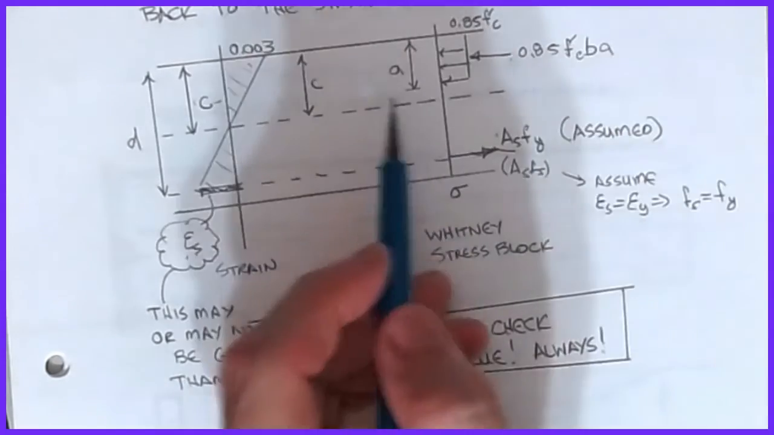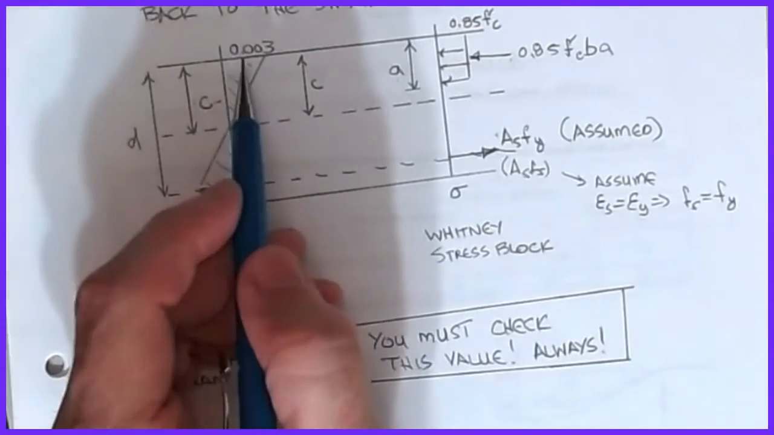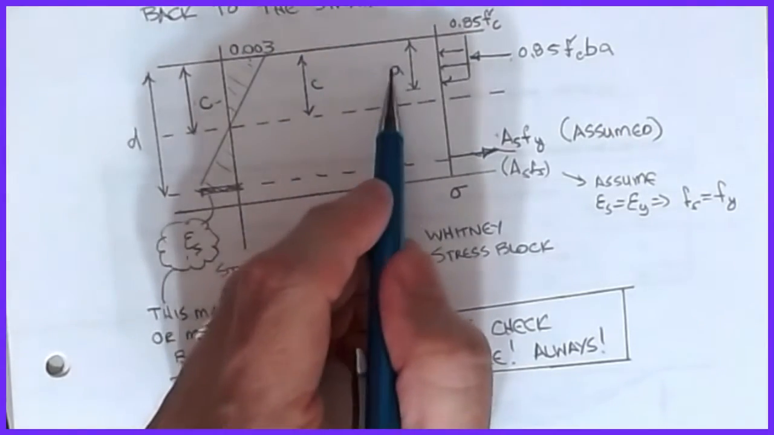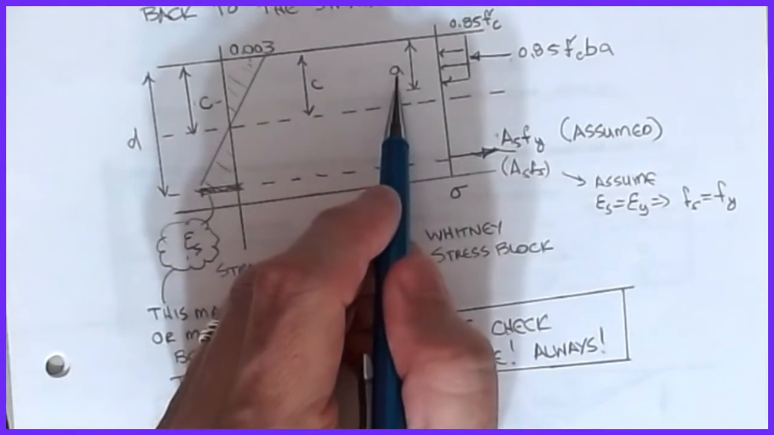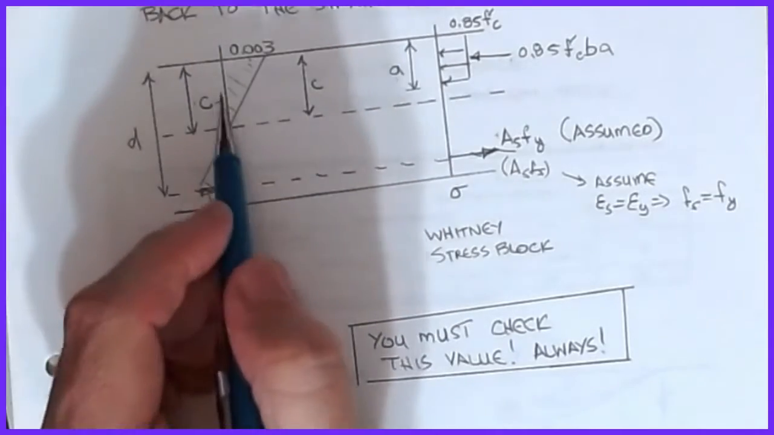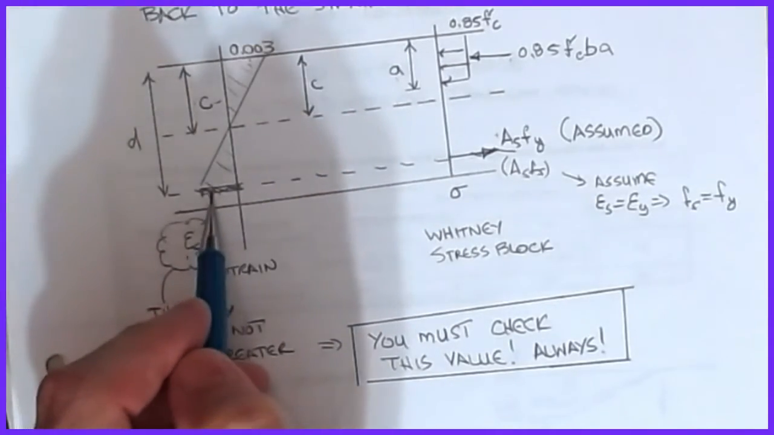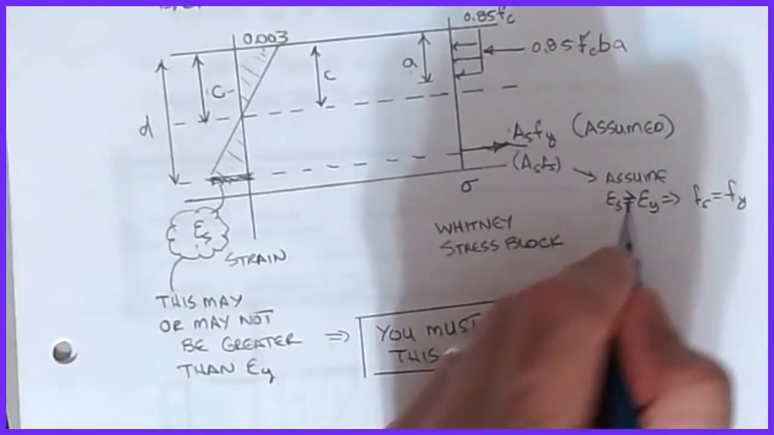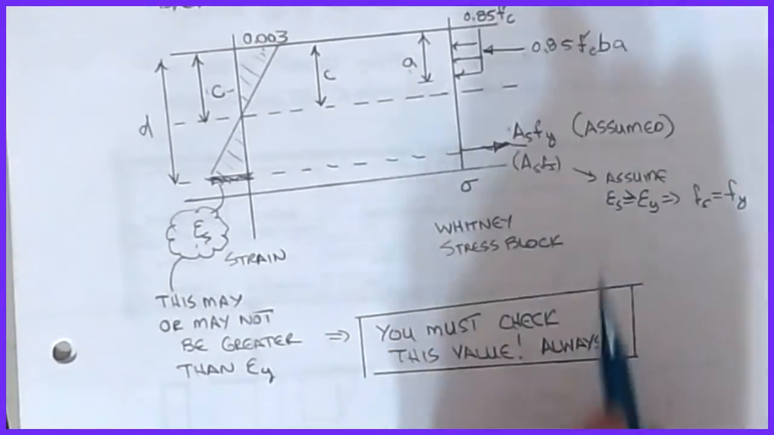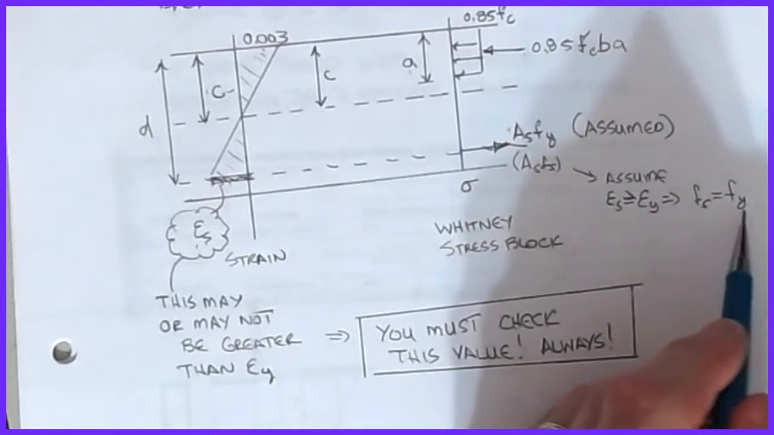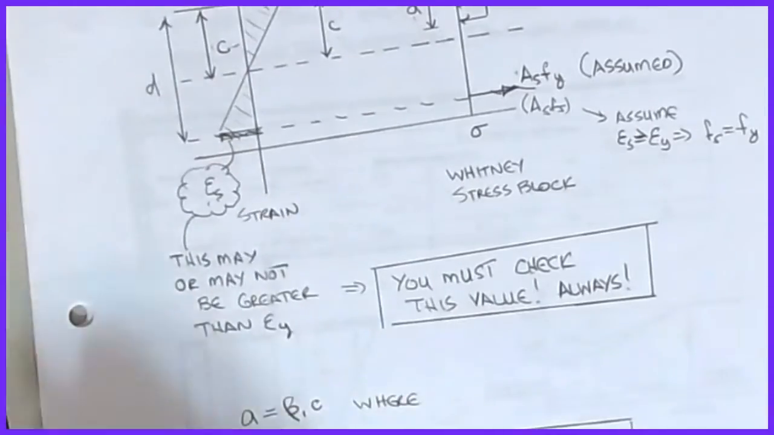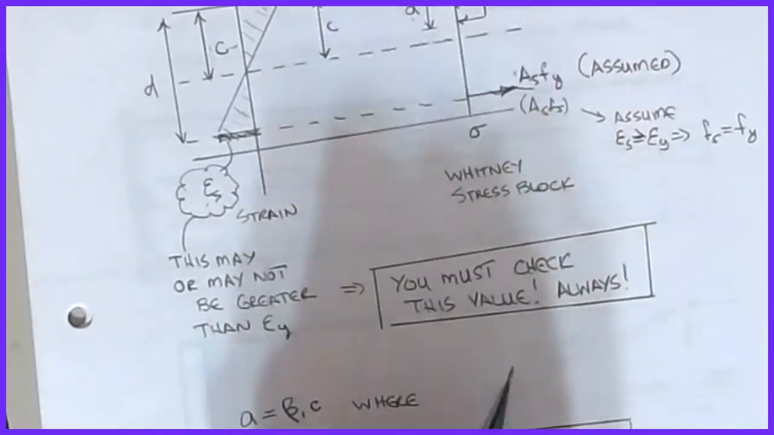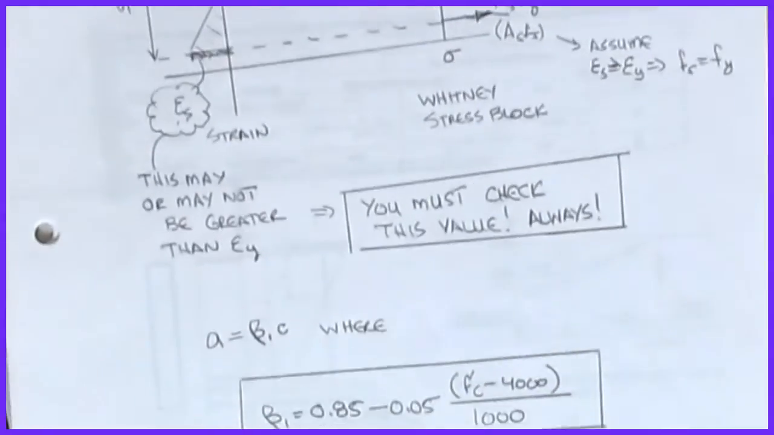So when we solve for A, we go back and set up our strain in the concrete as 0.003. I know the relationship that Whitney used to get A to C. Then all I have to do is check this epsilon S to make sure that epsilon S is greater than or equal to epsilon Y. If the strain in steel is greater than yield, we're going to limit our stress to the yield stress. Now again, this may or may not be greater than epsilon Y. You don't know until you check. You've got to check the value, and that's one of the assumptions.